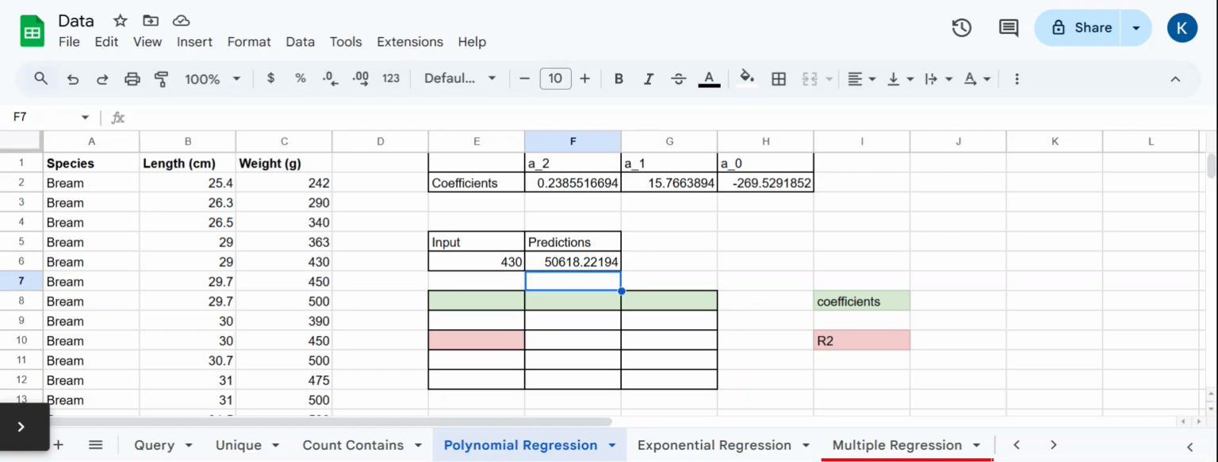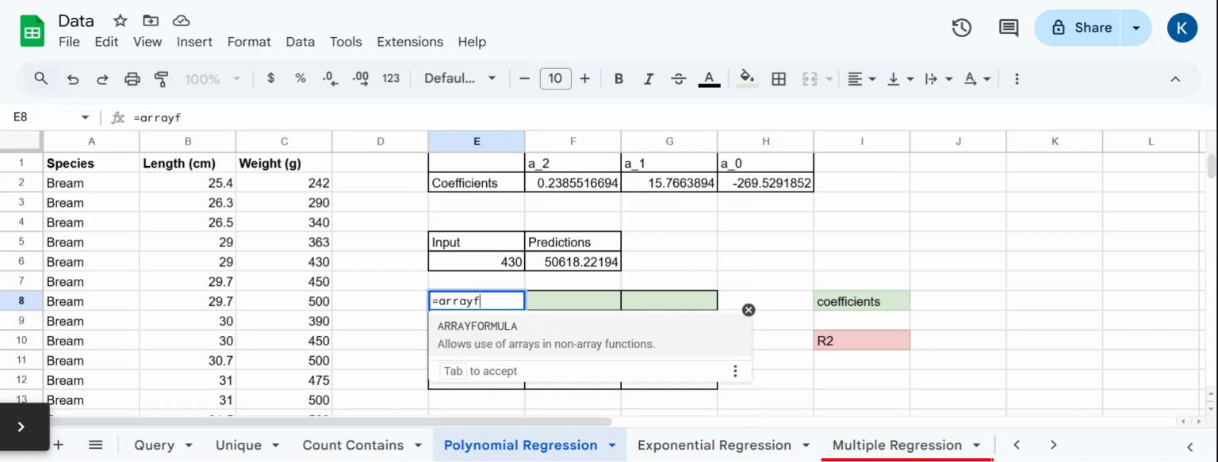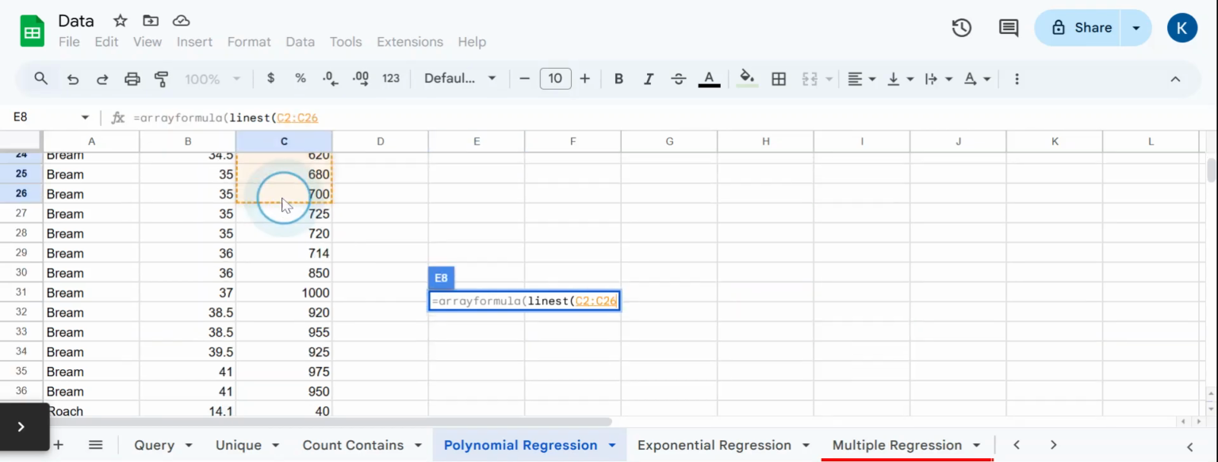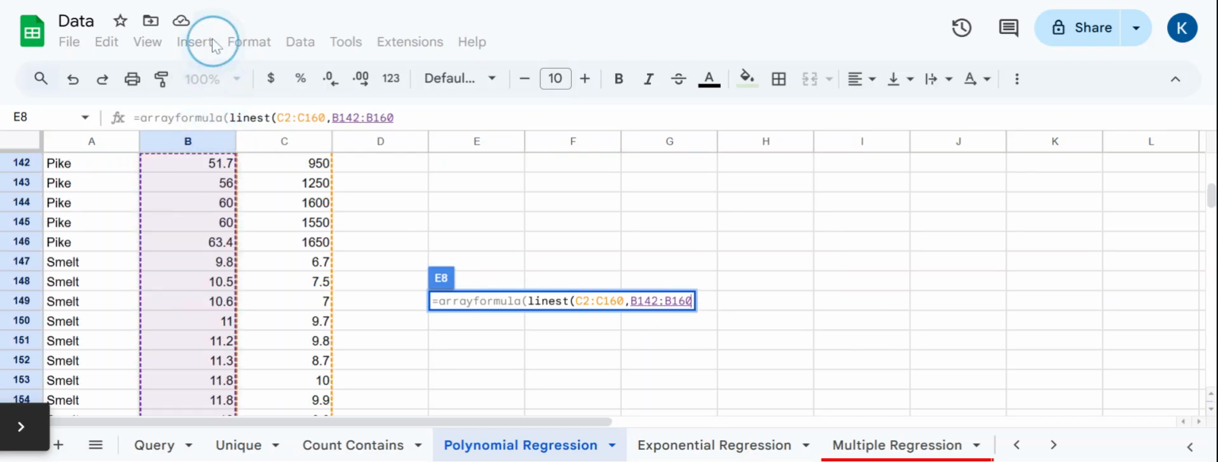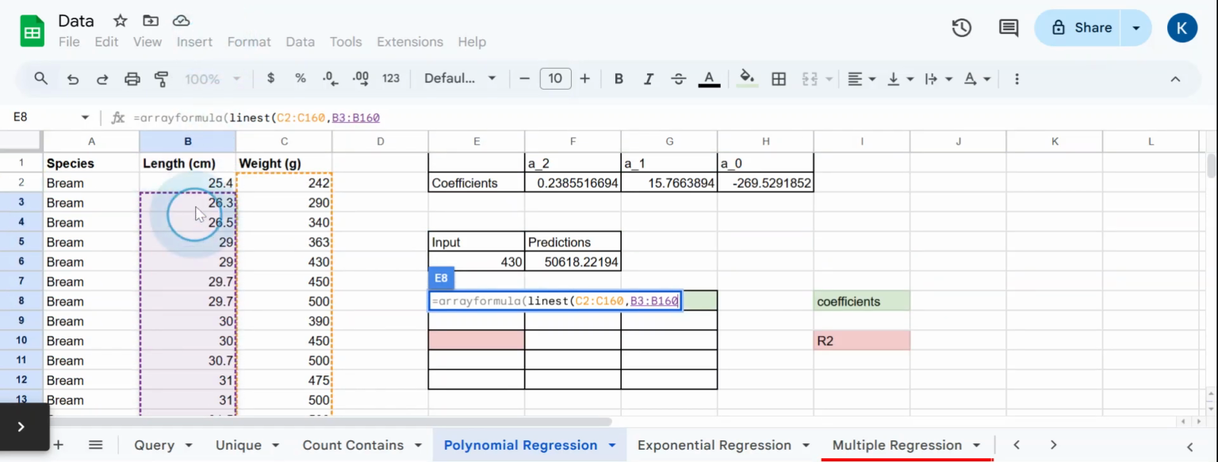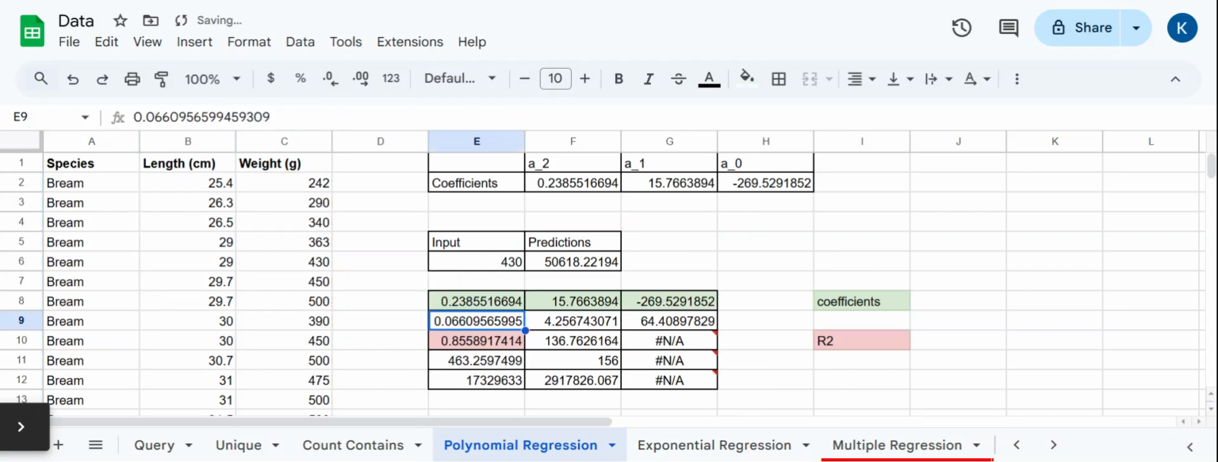Now, if you want extra information like the r squared value for this regression equation, you start off the same way with array formula, LINEST, highlight your y data, comma, your x data to the 1, comma 2 power. But after this, you need to type comma true, comma true. This turns on some extra features to give you extra information.